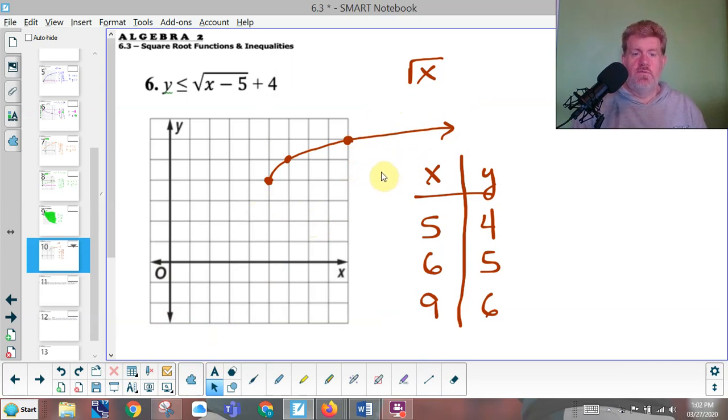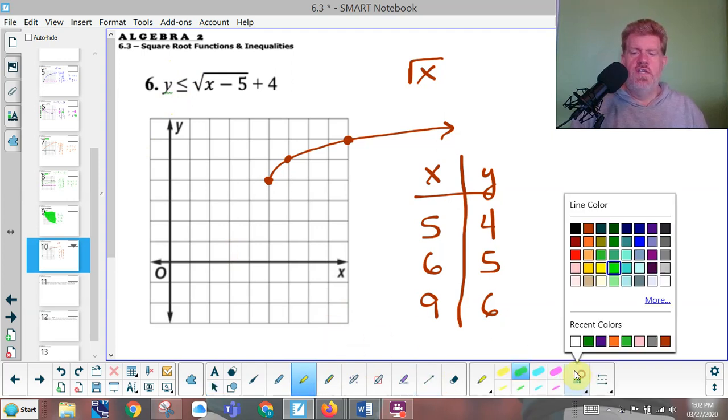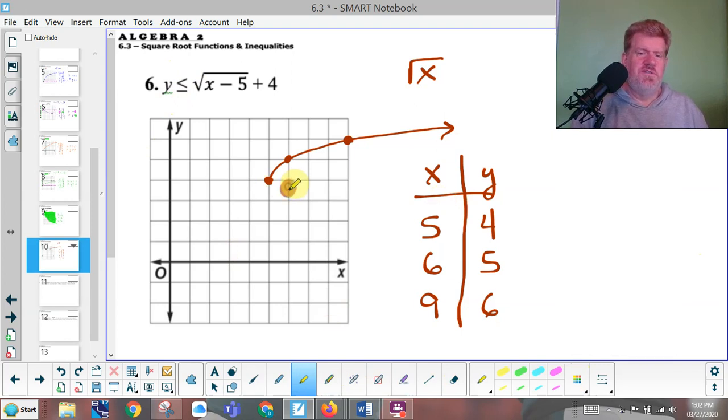Now, shading. Thank goodness it's equal to, because I already shaded it. Otherwise, I'd have to erase a little bit of lines. And it is less than, which means all that gets shaded. Never did a highlighter in this color before. Let's see what it looks like. Is all under this graph. Now it goes on forever, but it starts at 5.